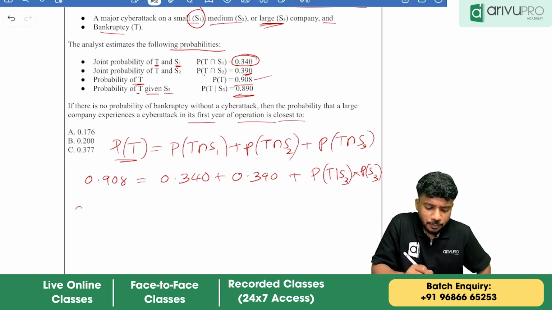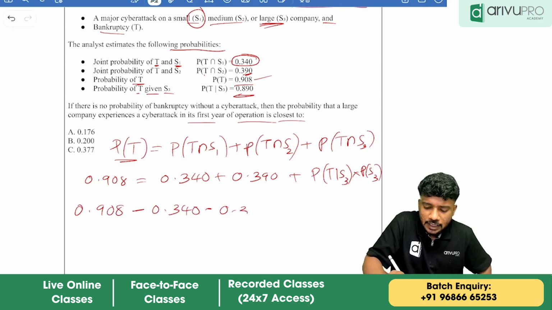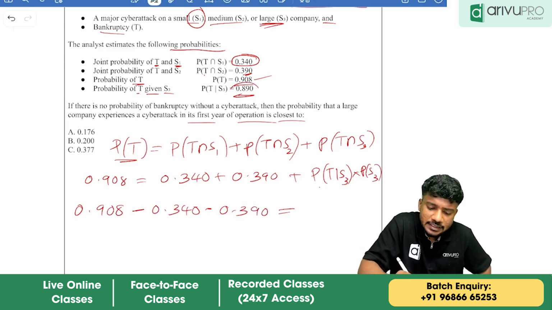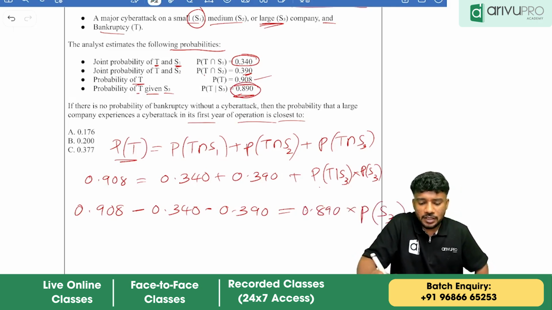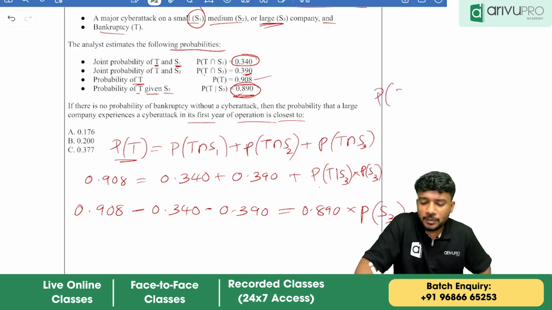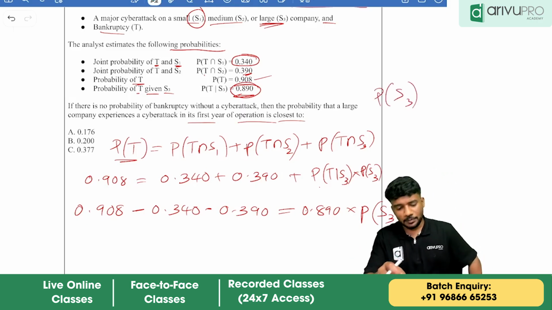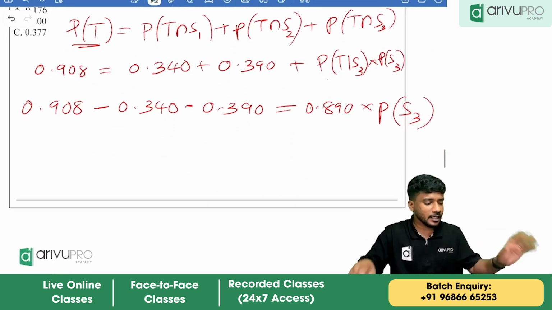Now write the values: 0.908 minus 0.340 minus 0.390, which is equal to P of T given S3, that is 0.890, into P of S3. That is the question they are asking. We need to find what? Probability of S3. That means how much is the answer? Use calculator, get me the answer.